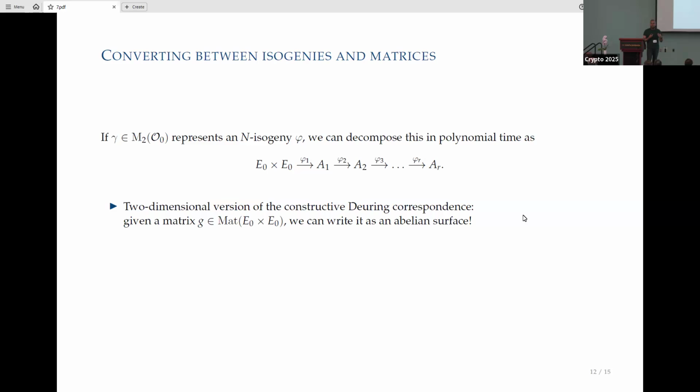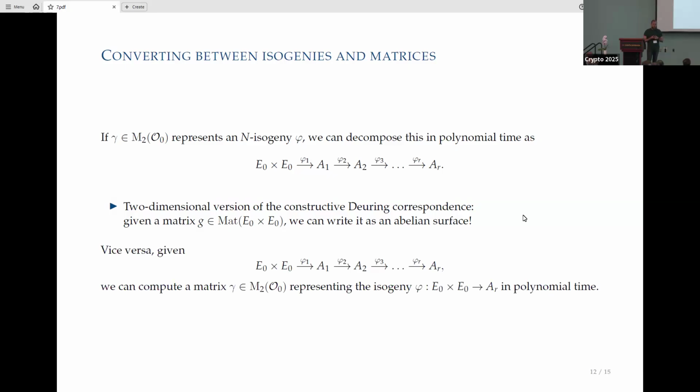And this actually leads to a constructive version of the 2-dimensional Deuring correspondence, which we call the Ibukuyama-Katsura-Oort correspondence. Namely, if we're given a matrix G, representing an abelian surface, we can actually realize the abelian surface. It can be a Jacobian of a genus 2 curve or a product of elliptic curves, but we can actually write it down. Again, the opposite we expect to be a hard problem, namely given an abelian surface, you should not be able to write down this matrix G.